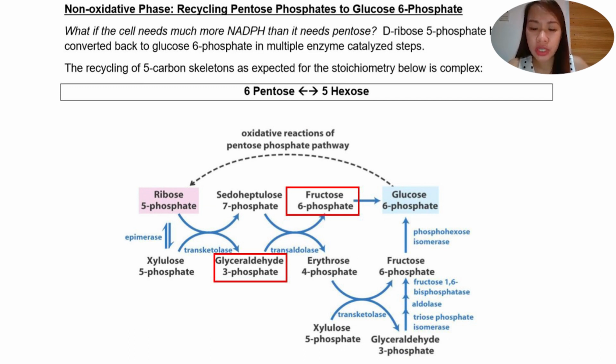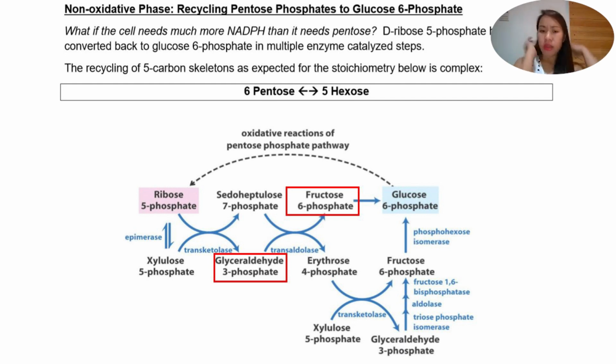Now, this conversion permits the conversion of ribulose 5-phosphate back to ribose 5-phosphate, which is needed for nucleotide synthesis, and also to intermediates of glycolysis. So ribulose 5-phosphate back to intermediates of glycolysis, for example, fructose 6-phosphate and glyceraldehyde 3-phosphate. And this non-oxidative phase is controlled primarily by the availability of intermediates. Now, take note, class, the coenzyme for the non-oxidative phase is thiamine pyrophosphate.